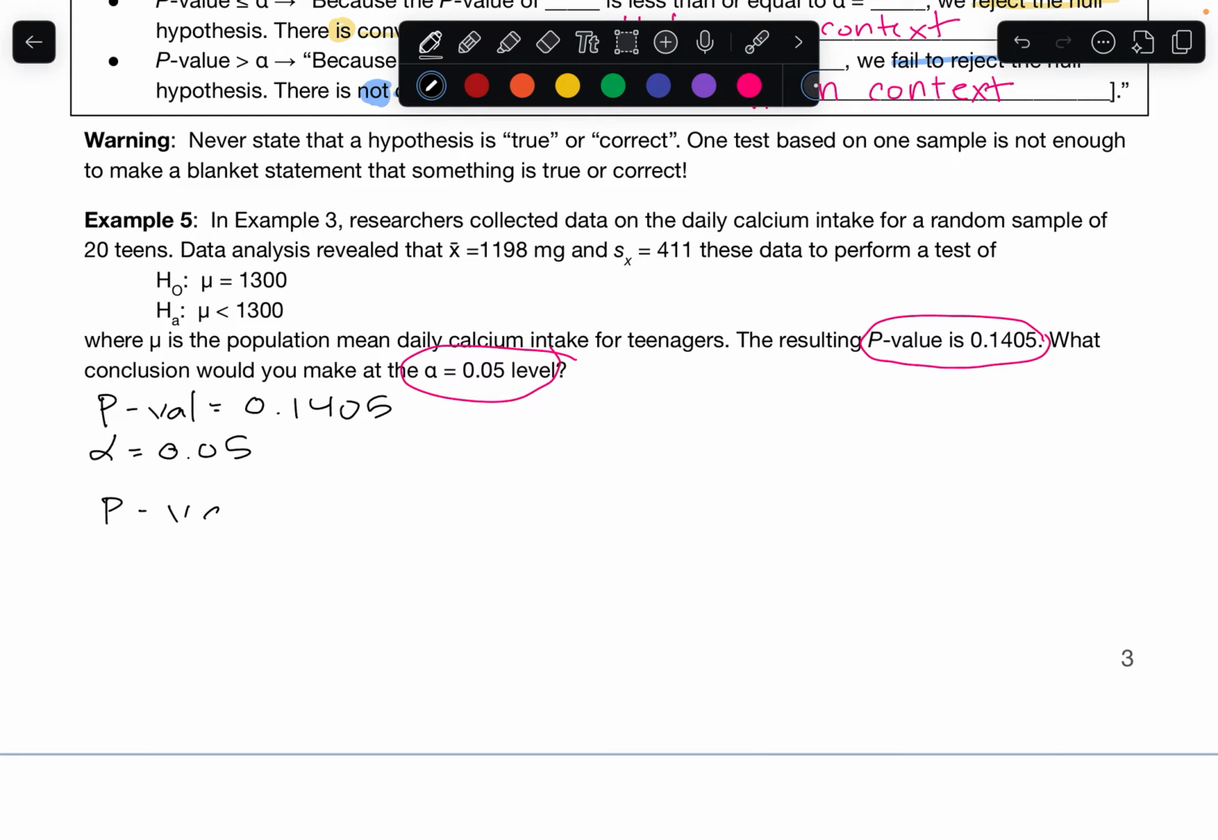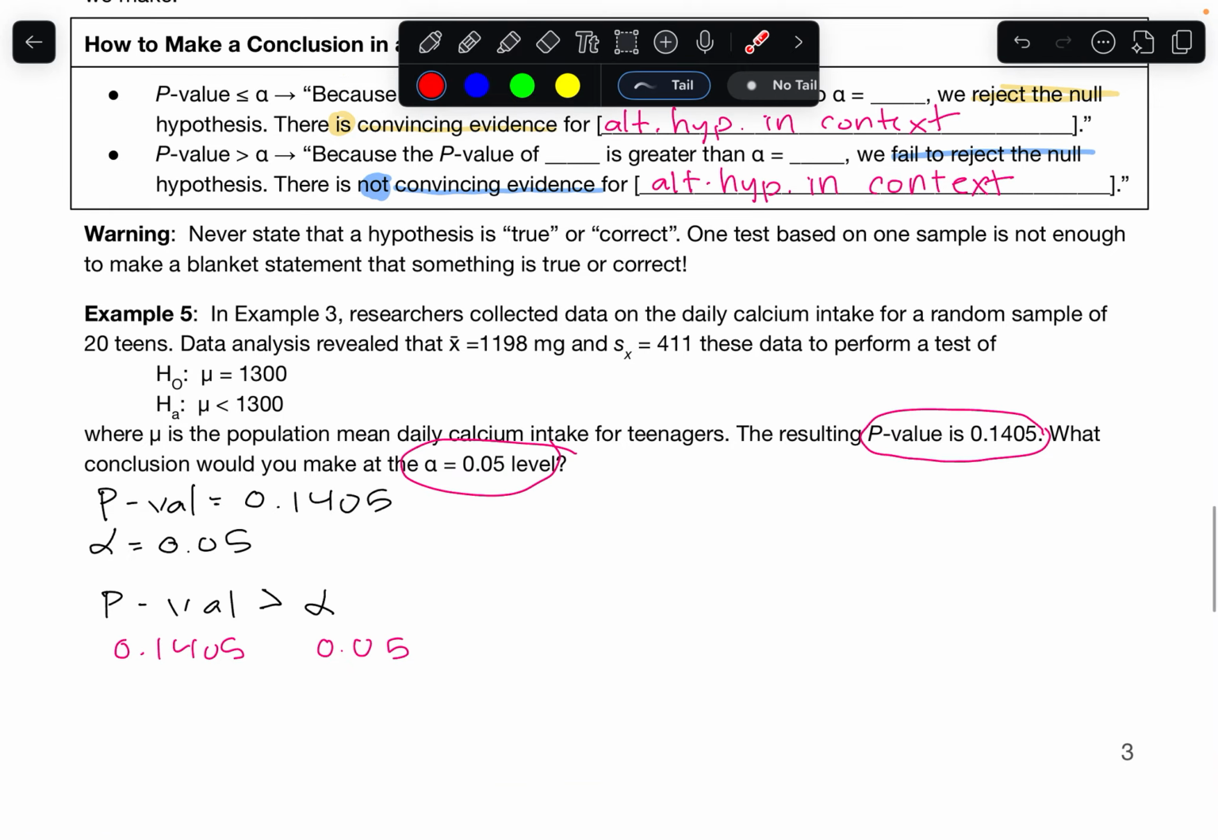I know my alpha is 0.05. My p-value, 0.1, is greater than my alpha of 0.05 because when I compare, I do it by decimal place. Starting with the tenths place, p-value's got a 1, alpha's got a 0, so p-value's greater. Once I've figured that out, I just go up to my sentence frames. P-value's greater than alpha.